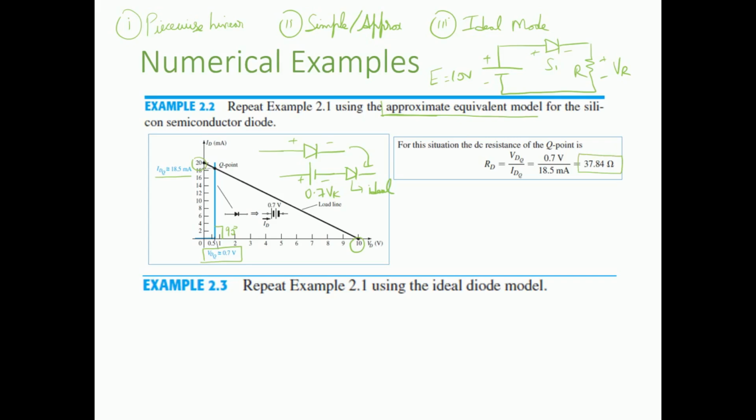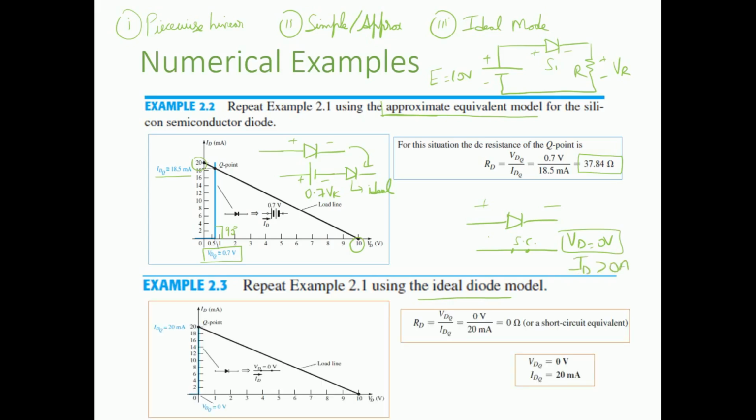Similarly, if we again go to this problem and instead of using the approximate model, we are asked to use an ideal diode model, what is going to happen? The only element we have is the ideal diode. The symbol is such, which means that in the ideal diode model, this behaves as a short circuit, where the voltage of the diode is going to be 0 volts and we are going to get the maximum current. So our characteristic curve now becomes something like this. It is just having a maximum value at 0 volts. The rest of the elements remain the same.